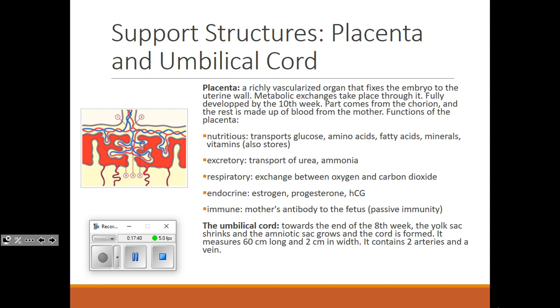The umbilical cord is the other part of this. The umbilical cord really is just the yolk sac and the allantois together. So by about the 8th week, the yolk sac has shrunk down, the amniotic sac has gotten bigger because the baby is getting bigger, and this is when the cord is starting to fully form. It's about 60 centimeters long and about 2 centimeters in width, give or take, when it's fully grown. It has 2 arteries and a vein.